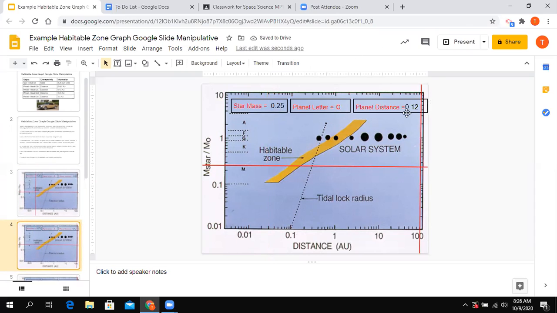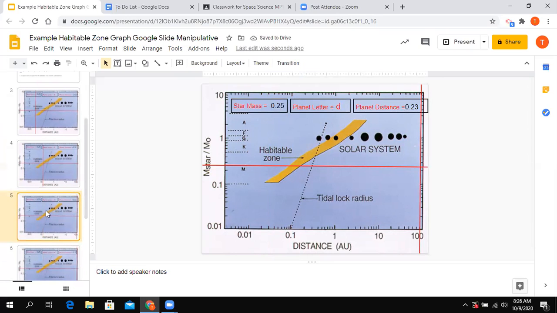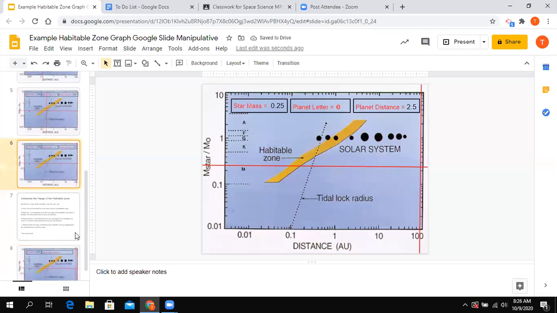Okay, my next one is 0.12. So 0.1 is there, 0.2 is there, so 0.12 is about right there. So I'm going to drag this over to that location. Next is 0.23. So 0.1 is there, 0.2 is there, 0.23 is about there. Right there. And then my last one is 2.5. So there's one, and 2.5 is there.